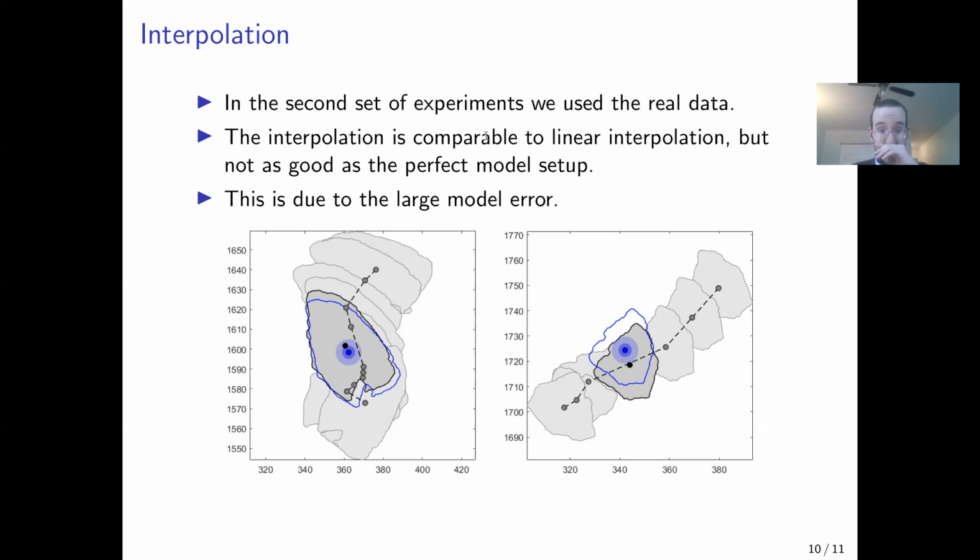When we do that, our interpolation using our method is comparable to linear interpolation as far as root mean squared error goes. In the perfect model setup, it is significantly better than linear interpolation. Once we introduce real data, it just becomes comparable. Sometimes it's better, like in the left panel here. Sometimes it's worse, like in the right panel here. That is due to the model error.